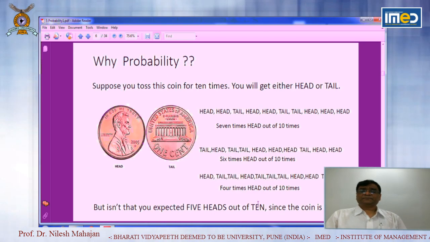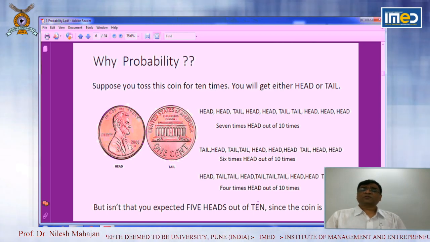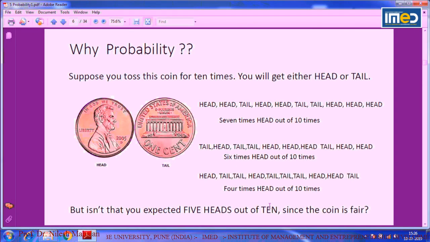Now, why probability? Suppose you toss this coin 10 times. You will get either head or tail. So the combination is head, head, tail, head, head, tail, tail, head, head, head. It means 7 times head out of 10 times. Suppose the order is changed: tail, head, tail, tail, head, head, head, tail, and so on. Here we see 6 times head out of 10 times, right? And so on. But is it not that you expect 5 heads out of 10 since the coin is fair?